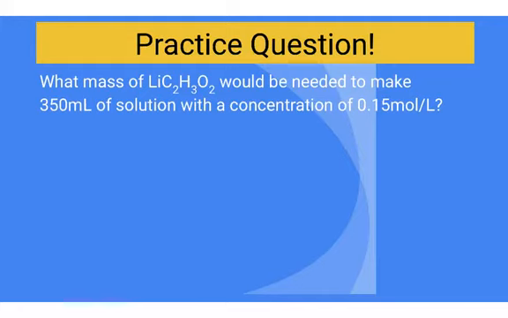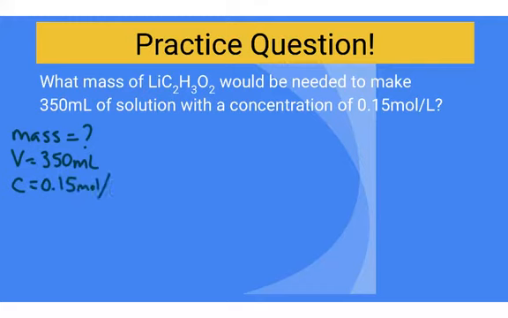Let's write down what we know and what we're looking for. So this time I'm looking for a mass, and I have a volume of 350 milliliters, and I have a concentration of 0.15 moles per liter. Right off the bat, I can see that I've got milliliters and liters, so I'm actually going to convert this milliliters into liters for myself. Now I'm asked for mass, but I have C's and V's. I'm going to use my C equals N over V, but I need to solve for moles. Once I have moles, then I can convert back into mass, so I'm going to have to do this in two steps.